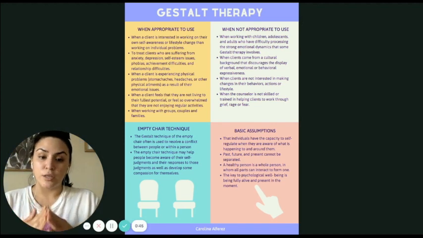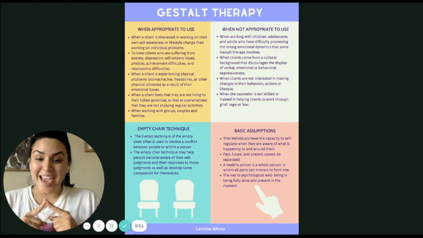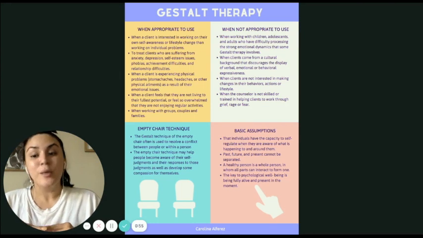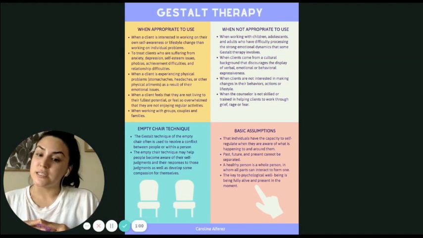Also, an assumption: a healthy person is a whole person in whom all parts can interact to form one. And the key to psychological well-being is being fully alive and present in this moment. So being present has a lot to do with Gestalt therapy. There are times when this is appropriate to use.